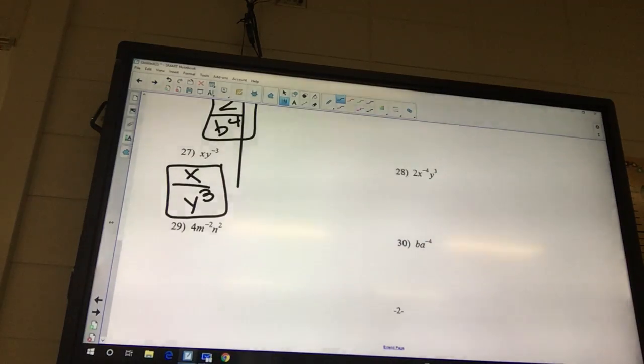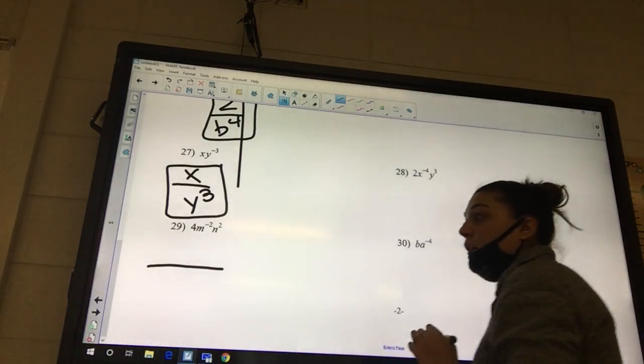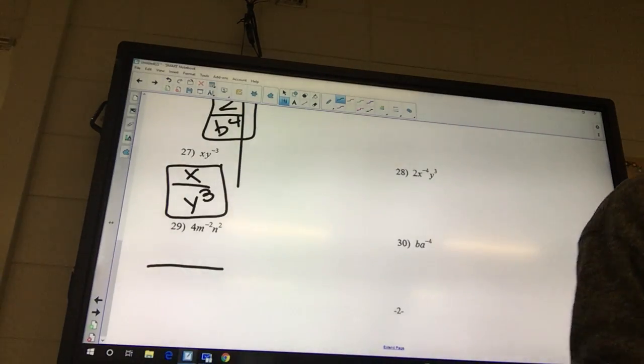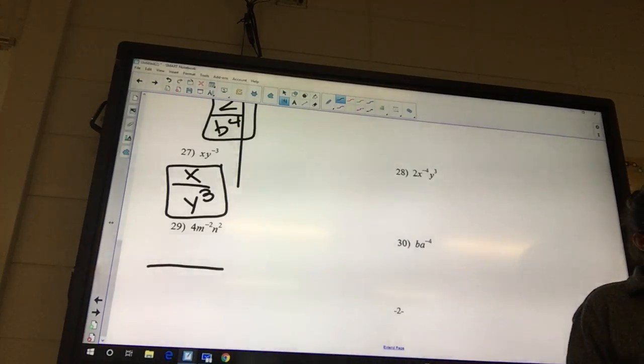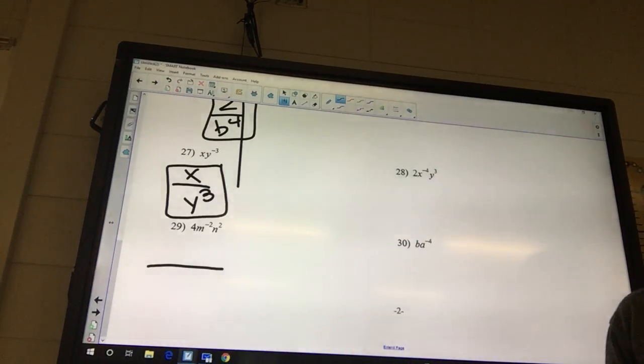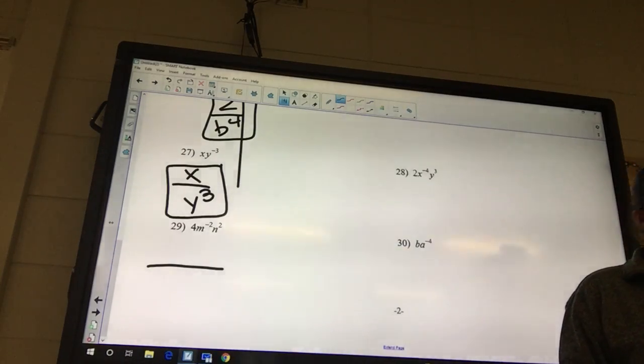Okay, and so 29 is a perfect example. What's going to be on the top? 4. No. You said 4. What's going to be on the top? Oh, 4? I mean, there is going to be a 4. It's not going to be on the top.